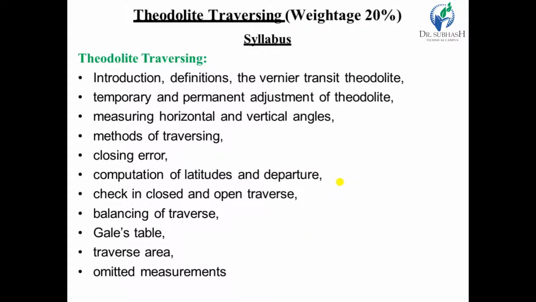Now, as per our GTU syllabus, some topics have been introduced by our Gujarat Technological University for theodolite traversing. First is the introduction, definition, vernier, transit theodolite, and different types of adjustment used to set up the theodolites and measuring the horizontal and vertical angles, methods of traversing, closing error, and computation of latitude and departure, and various checks for closed and open traverses, and how we can balance or mitigate the error during the surveying work by balancing of traverses.